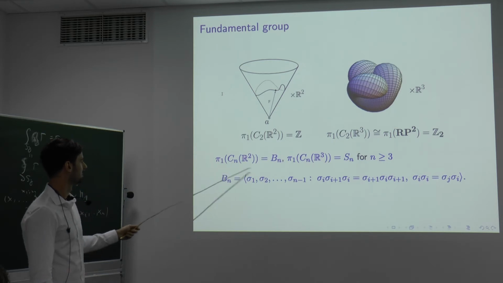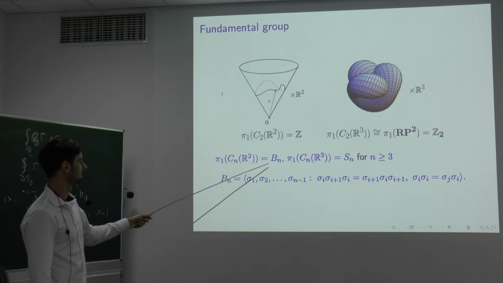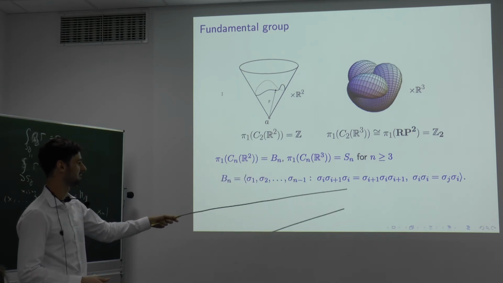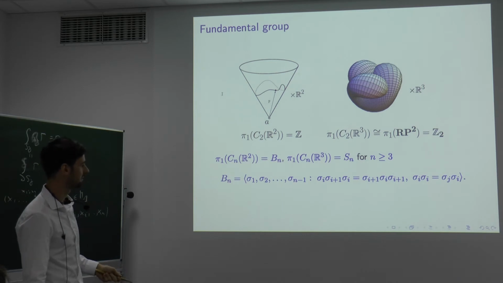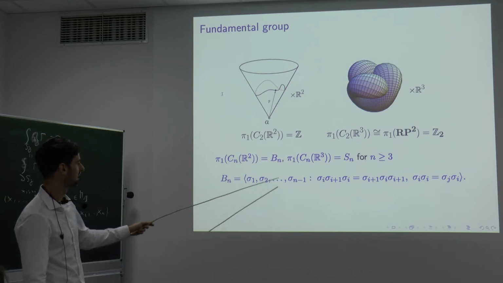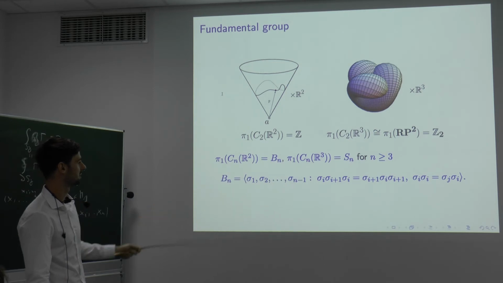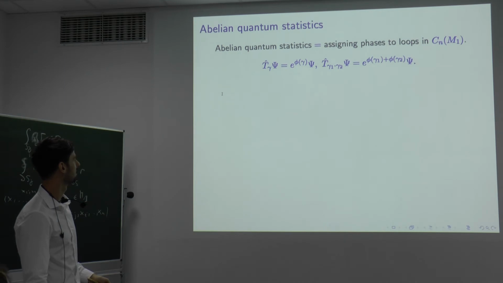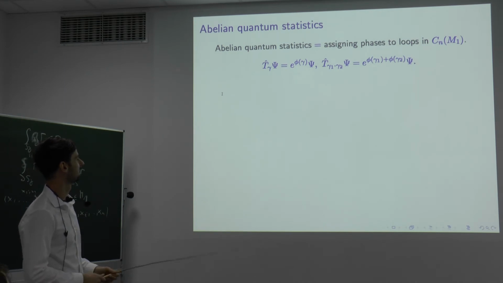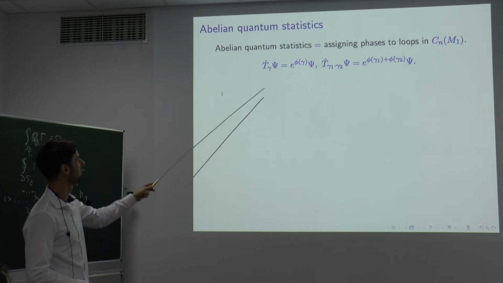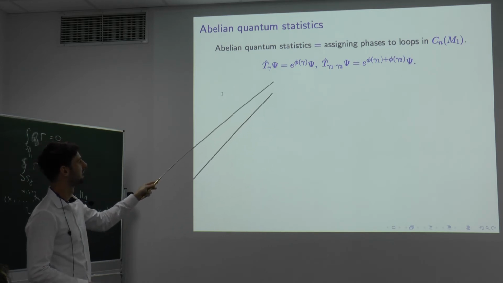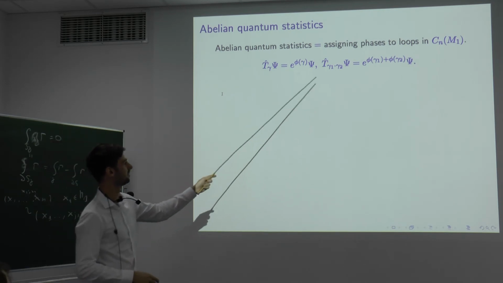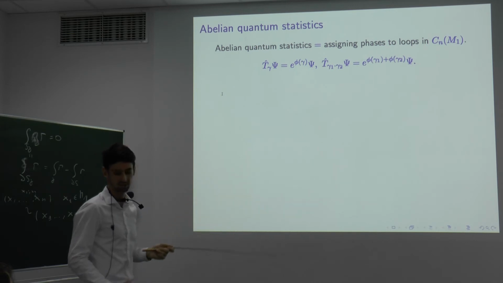In general, the problem is more complicated. N particles in R2 give what is called the braid group. It's a group on n-1 generators plus a number of relations between the generators. And n particles in R3 give just the permutation group. But what we were actually considering in those examples were abelian quantum statistics, where we assigned phases to loops in a way consistent with the composition of loops. So where we have two loops, the phases add.